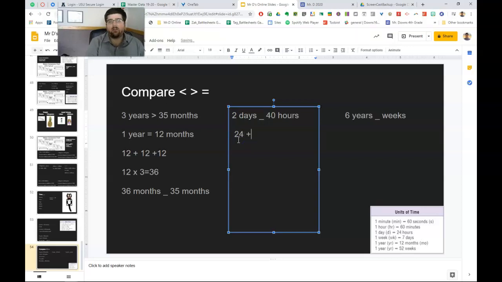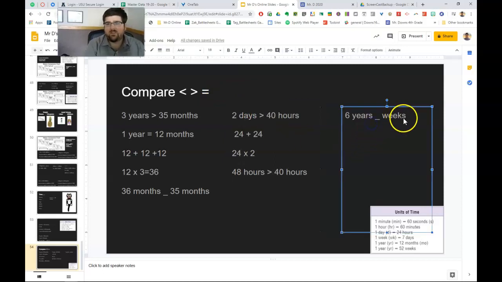So to find how many hours are in 2 days, I would add 24 plus 24, or I could do 24 times 2. 2 days has 48 hours. And I'm trying to compare whether 48 hours is less than, greater than, or equal to 40 hours. In this case, 48 hours is greater than 40 hours. So that means that 2 days is greater than 40 hours as well.